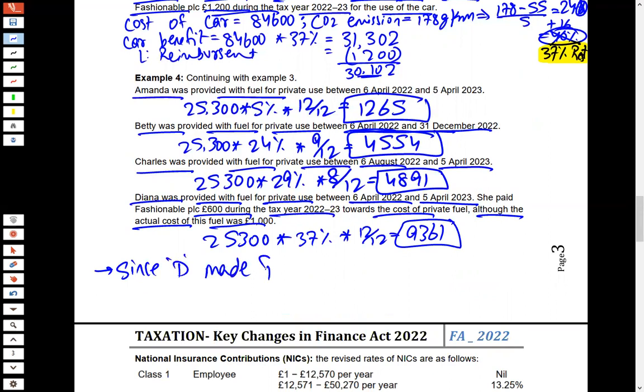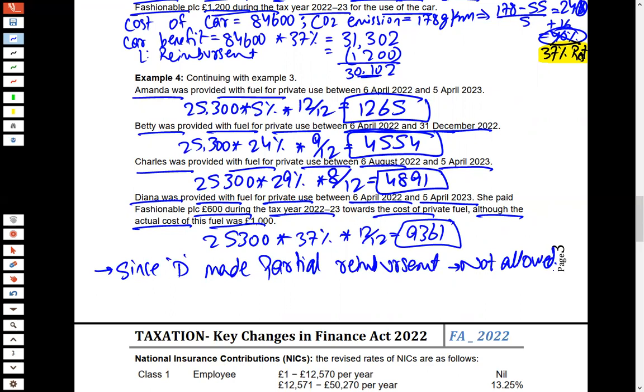And for reimbursement, since Diana made a partial reimbursement, hence it is not allowed, because in case of fuel benefit, only complete reimbursements are allowed, partial reimbursements are not allowed. So I hope the change in the fuel benefit would be pretty much clear to you.